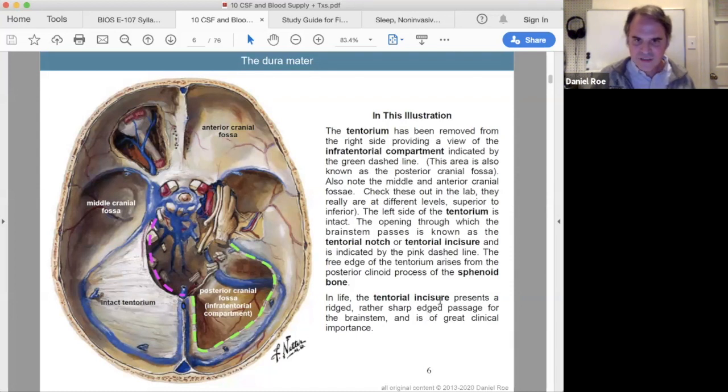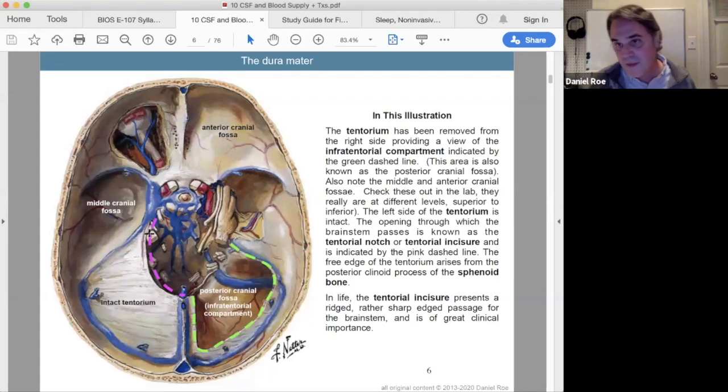In life, the tentorial incisure presents a rigid, rather sharp-edged passage for the brainstem and is of great clinical importance. When you have changes in pressure, like an increase in supratentorial pressure, this can cut parts of the brain, parts of the temporal lobes right here. So that's what gets herniated across it.